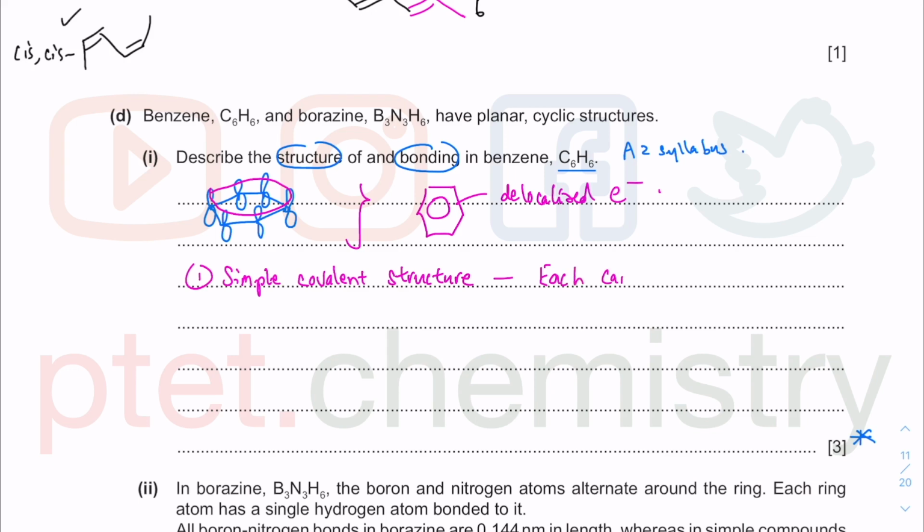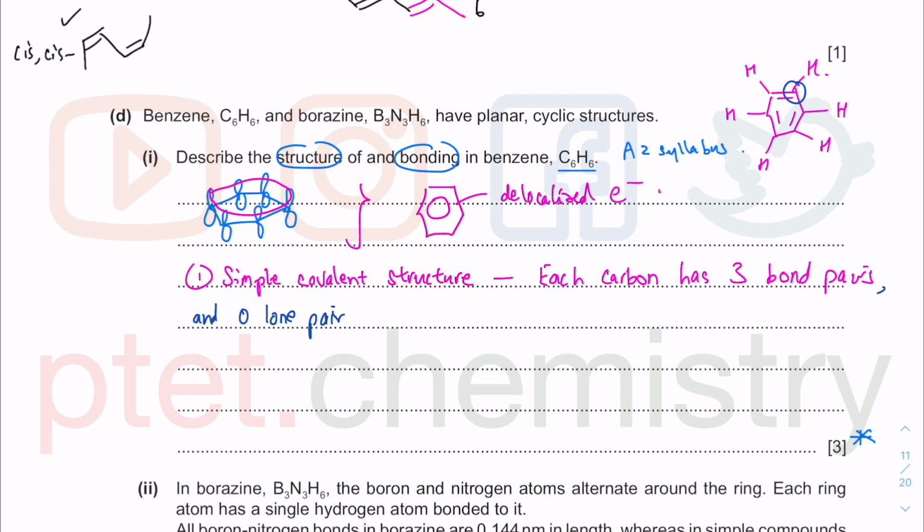Each carbon has 3 bond pairs, because if I draw the Kekulé structure, you can see it better. 1, 2, 3, like this. You have H, H, H, H, H, and H. You count only the sigma bonds. So 1, 2, and 3 around each carbon. You have 3 sigma bonds, so 3 bond pairs, and you have 0 lone pairs.